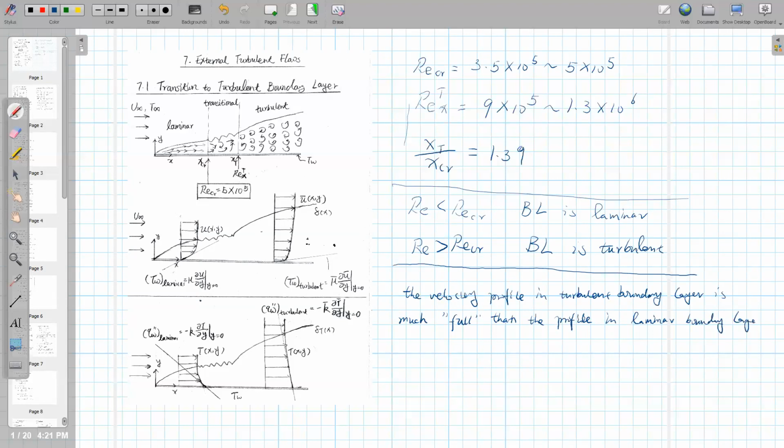Okay, what does this mean? This means that if you also draw a slope, the velocity slope at the wall, you will see that in the turbulent field this slope will be a little bit smaller than the slope here, the slope in what I'm drawing here.